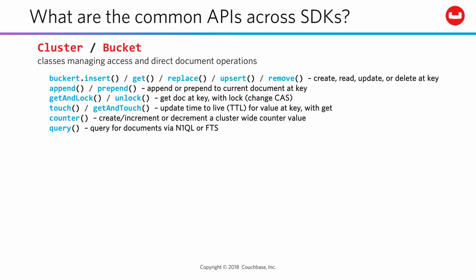Developers will work with cluster and bucket objects to insert, get, replace, upsert, and remove documents. You can also append or prepend to documents, which is a conceptual entry point to our whole extended API for sub-document manipulation. We support optimistic locking via CAS or check and set values. We also support automatic document expiration, which can be managed by extending the TTL or time to live for any given document. We support cluster-wide counters, and queries, whether N1QL or full-text search, are passed how you might expect.